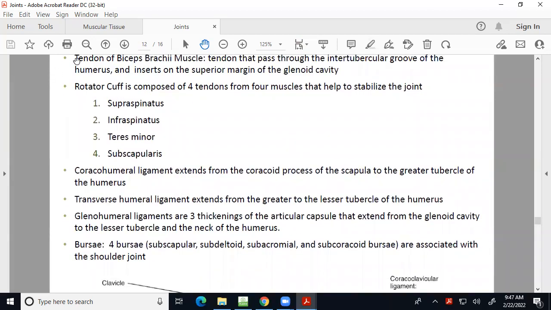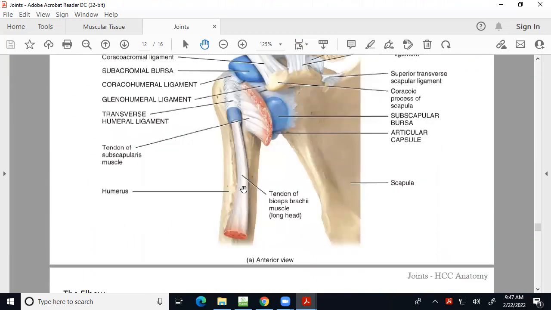All right, the next structure really is truly not so much a structure associated with the shoulder joint, but it is something that is visible, and I want to talk about it. What we call the tendon of the biceps brachii muscle is visible.